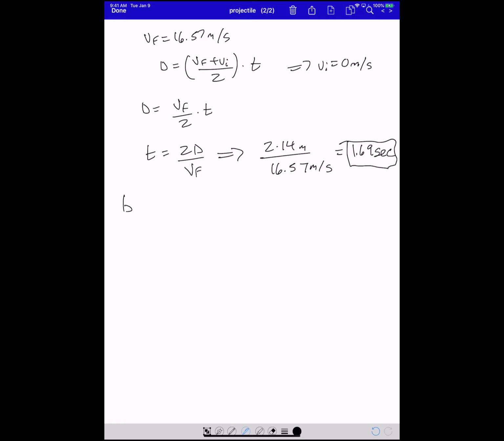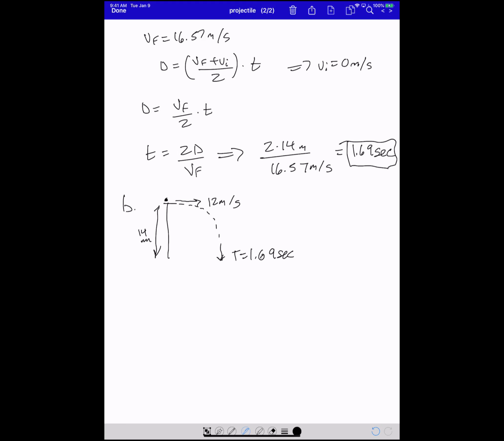In terms of B, now B is pretty much a piece of cake. B, remember, is how far from the building does the ball hit the ground? So let's draw that picture again. Remember, we started here. Here's the ball. It's gone 14 meters. It was traveling in this direction at 12 meters per second. As it's falling in this projectile fashion, it's taken 1.69 seconds for the ball to hit the ground. So we know that the ball is traveling a total of 1.69 seconds.